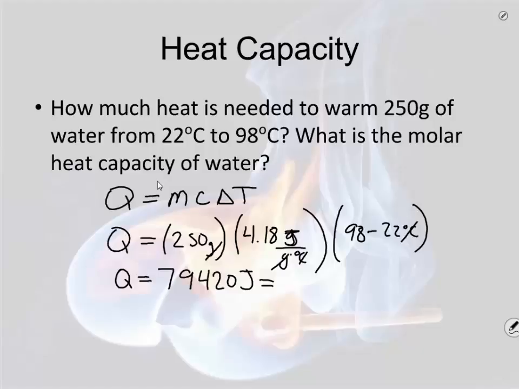Now we want to round our number to the correct number of significant figures. So it looks like 2 for our problem here. So our answer should be 79,000 joules.